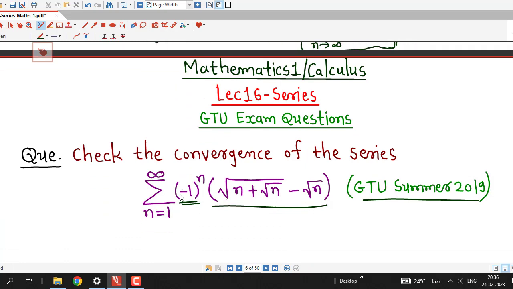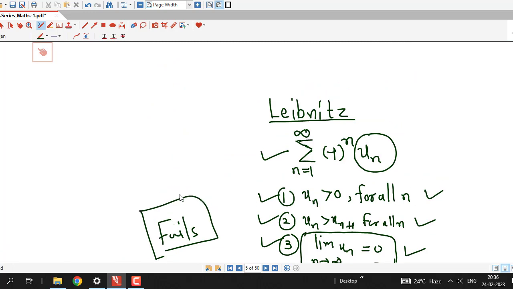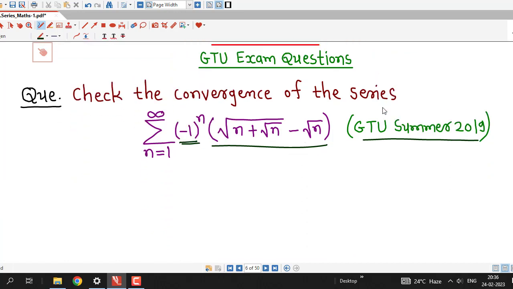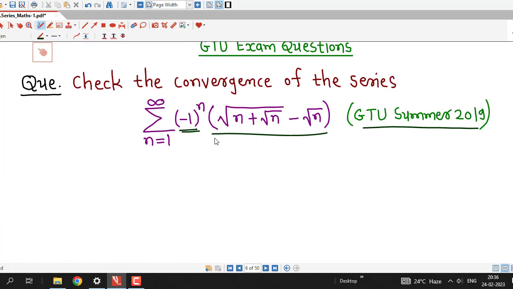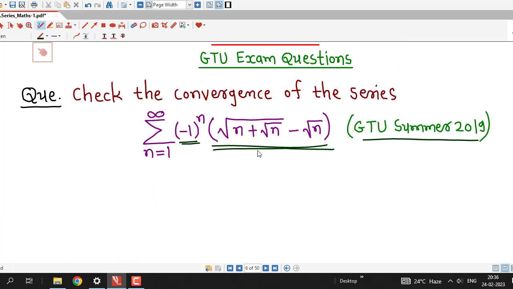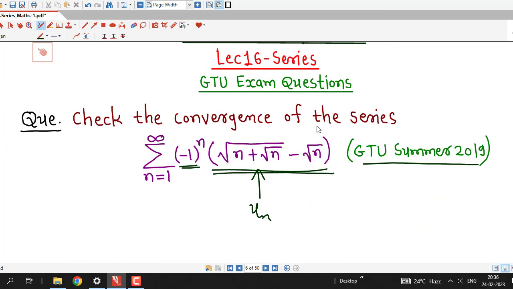Now you can see this is an alternating series. So at the very first moment you may have the idea about this alternating series test or Leibniz test. Suppose we apply Leibniz test. If we compare with sigma minus 1 raised to n times un, then we have un equal to this quantity, square root of n plus square root of n minus square root of n. So we should check all these three conditions for that quantity un.